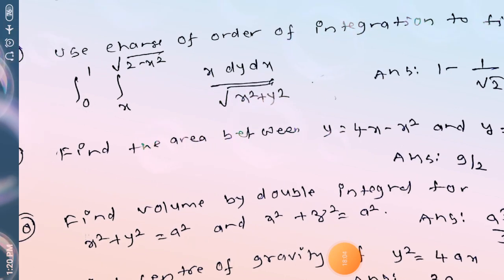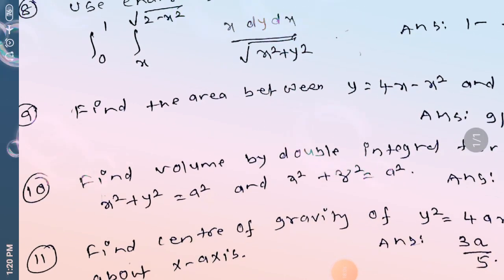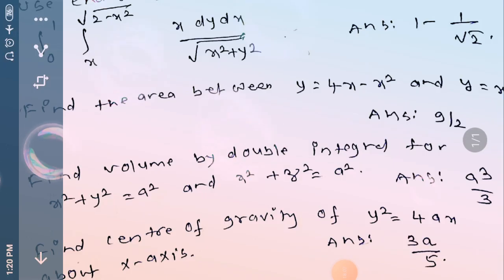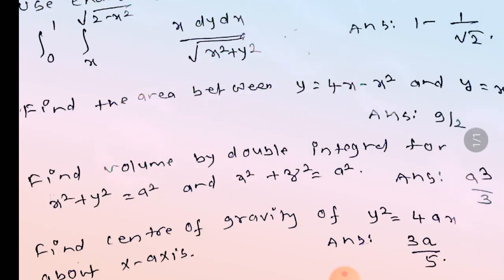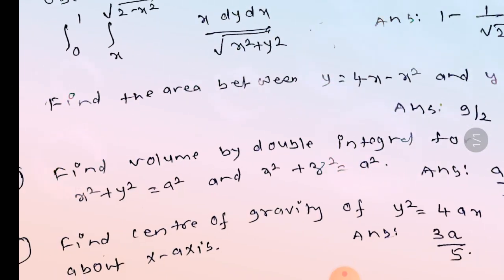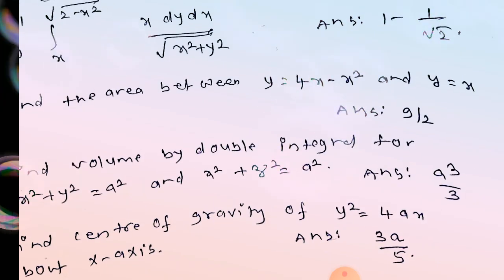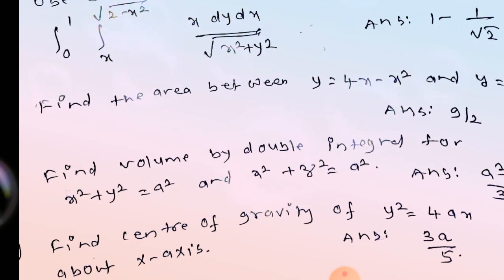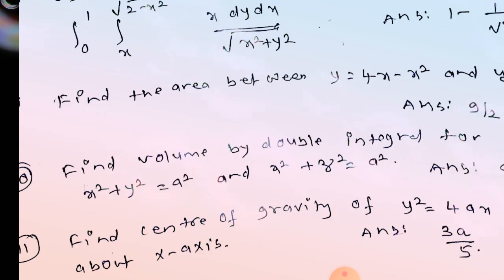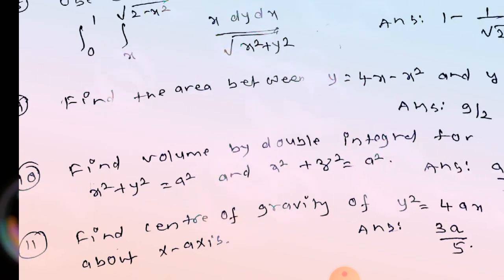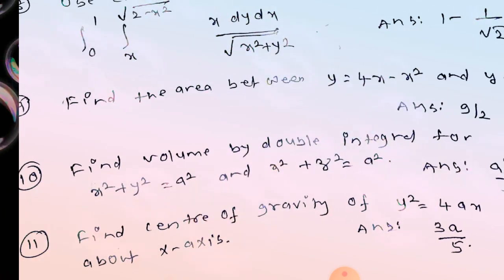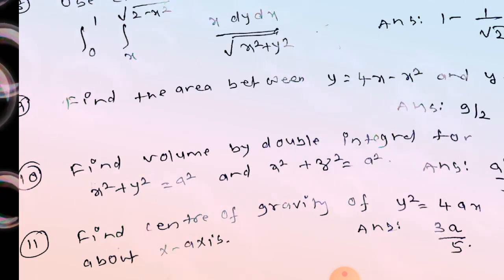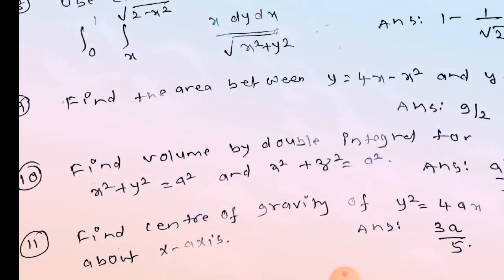Now look at your 10th problem. Find the value by double integral for x square plus y square equal to a square and x square plus z square equal to a square. Since they are asking volume by the double integral, you know the procedure is very simple. Double integral of z dx dy is the formula to calculate your volume by double integration.